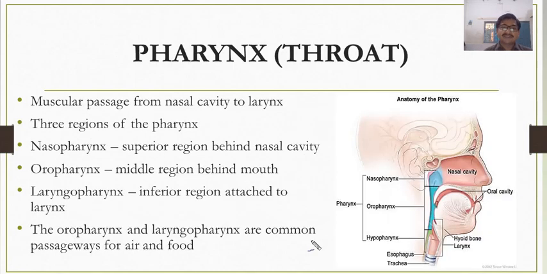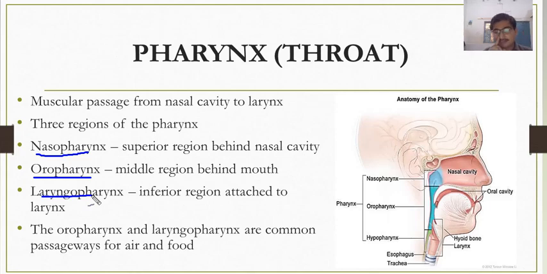So next is the pharynx, which is commonly known as the throat. The pharynx is a common opening for air and food. You only have to remember that the pharynx is a common opening for air and food. But for deeper knowledge, I have written that there are three areas of the pharynx: the nasopharynx, the oropharynx, and the laryngopharynx.